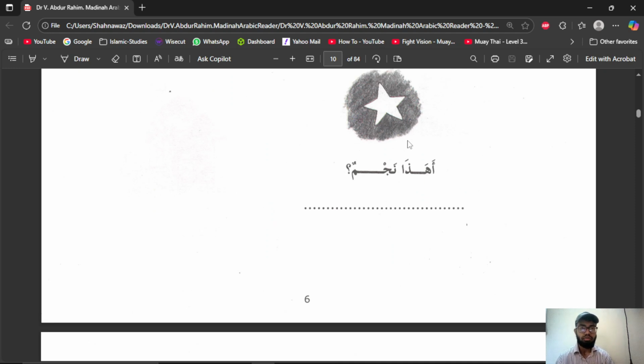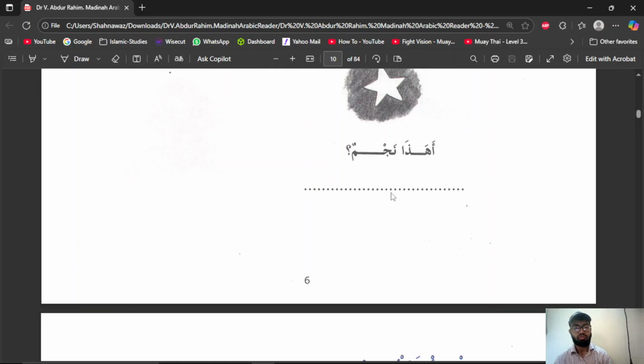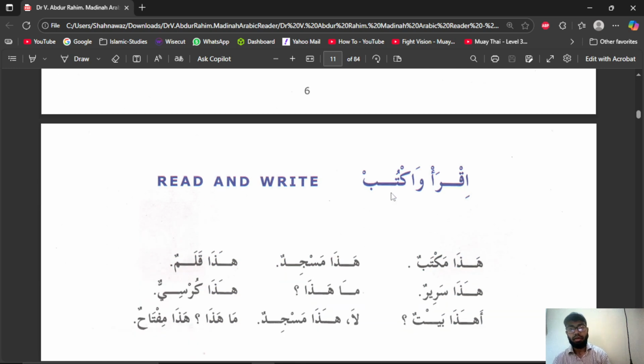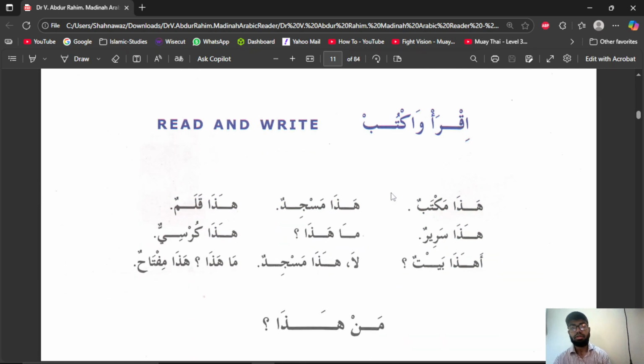Ahada najamun. So yes, najmun means star. In this picture it does resemble a star. So we say na'am. Hada najmun. Okay, so moving on to another exercise. It says Iqra waktub. Iqra means read, wa means and, waktub basically means to write. So you can read and write.